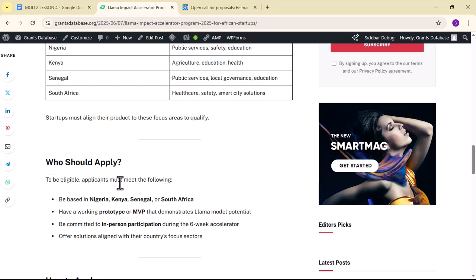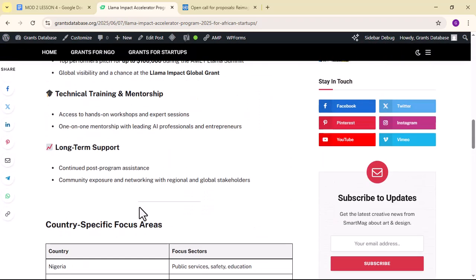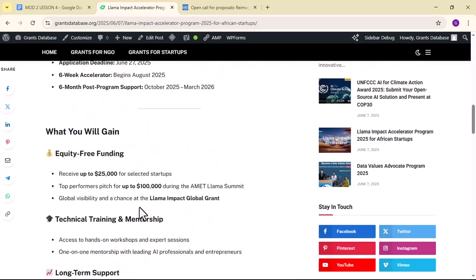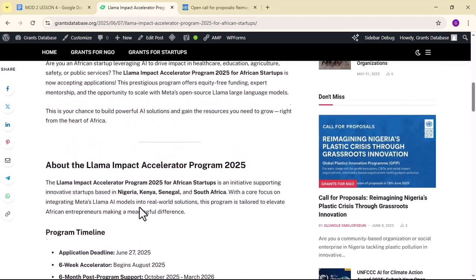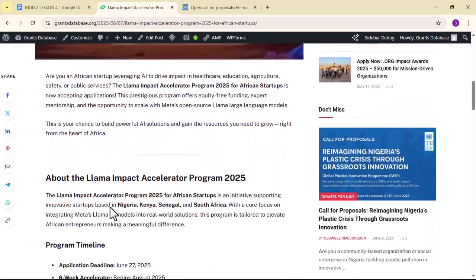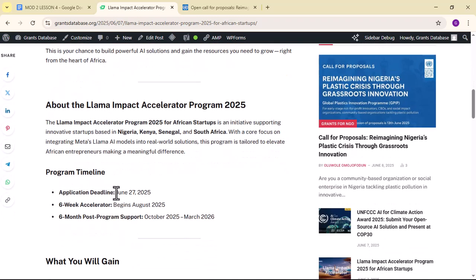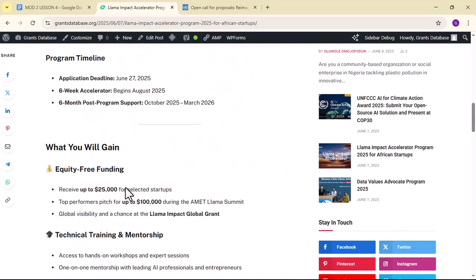To be eligible, applicants must be based in Nigeria, Kenya. So if you have any products or a project idea that fit perfectly into what Meta is trying to do here, then you can apply for this.